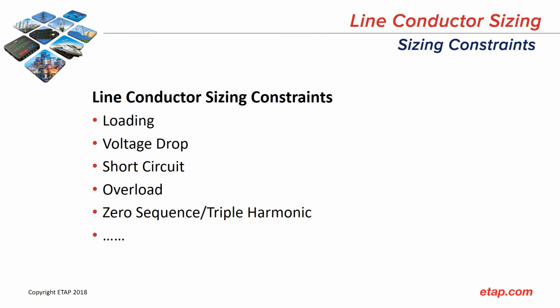Line conductor sizing constraints. Constraints to consider when performing line conductor sizing include, but are not limited to, loading, voltage drop, short circuit, overload, zero sequence, and triple harmonics. In this presentation, I will focus on loading, voltage drop, short circuit, and overload constraints only.